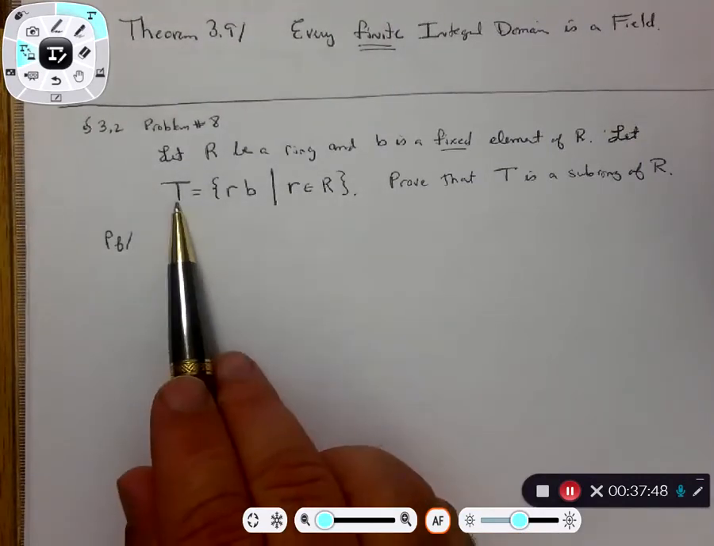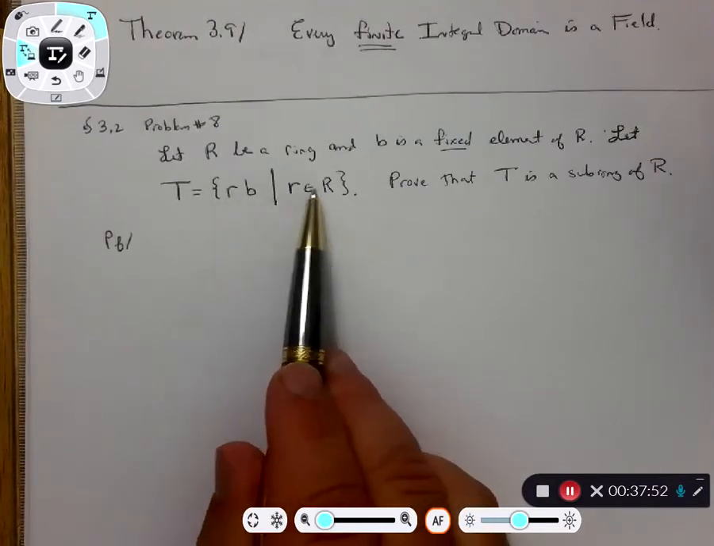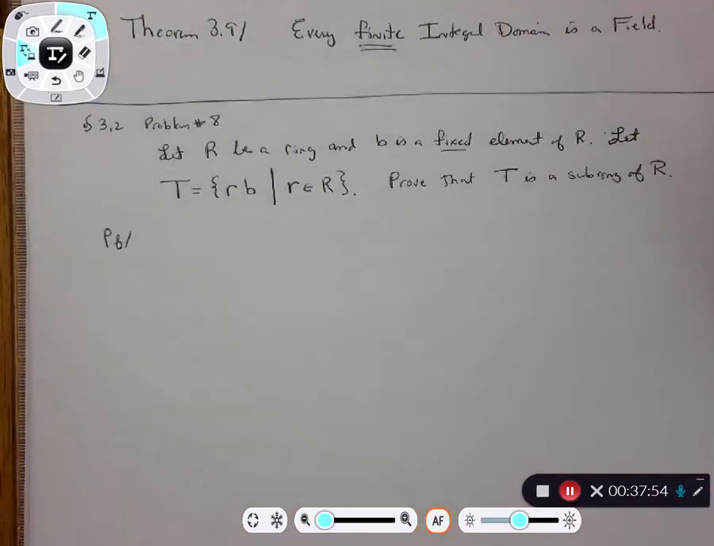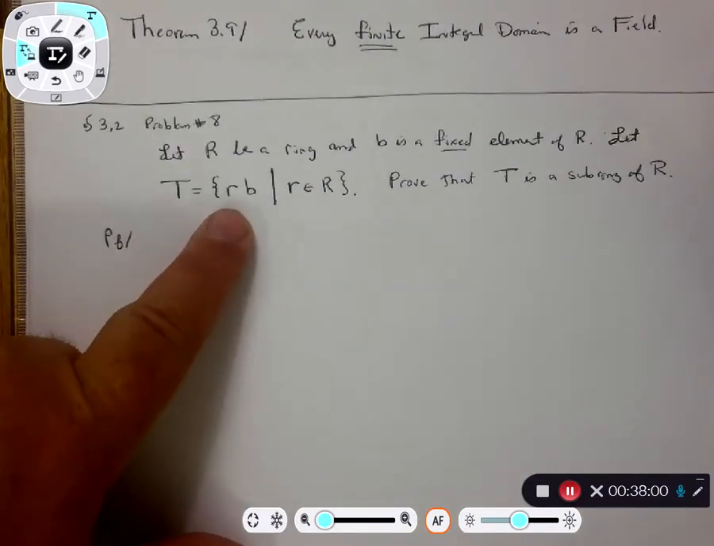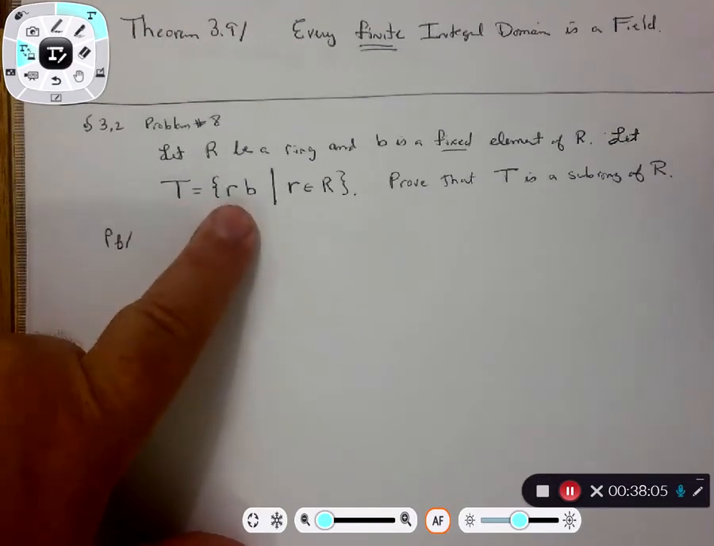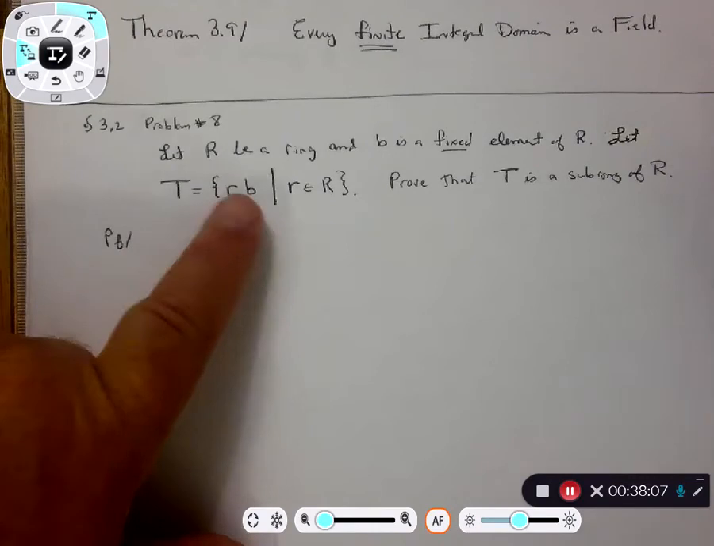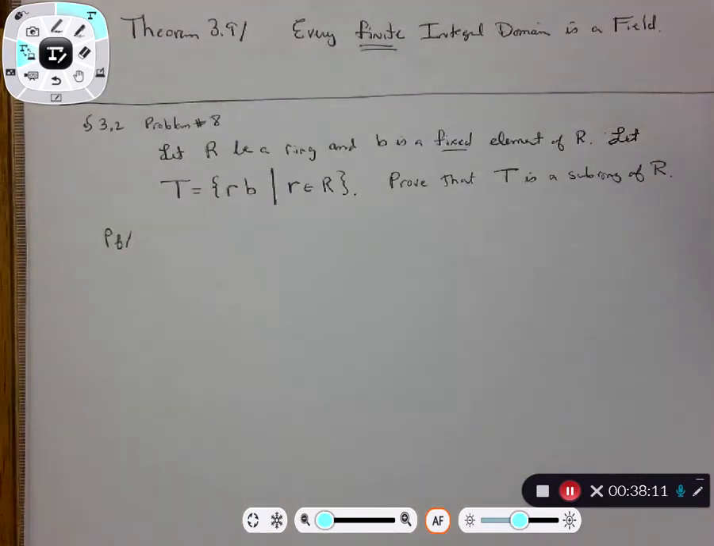So T is the set of elements RB, where R is an element of R. Remember, B was fixed. So, in English, here's the deal: T is all the elements that are multiples of B. So to be in T, you've got to be a multiple of B, where the first element came from R. That's the set structure that we want. And we want to prove that T is a subring of R.